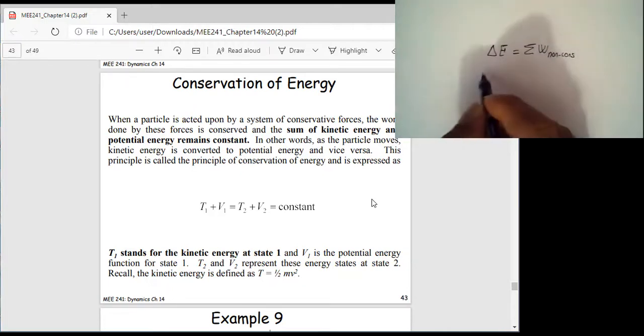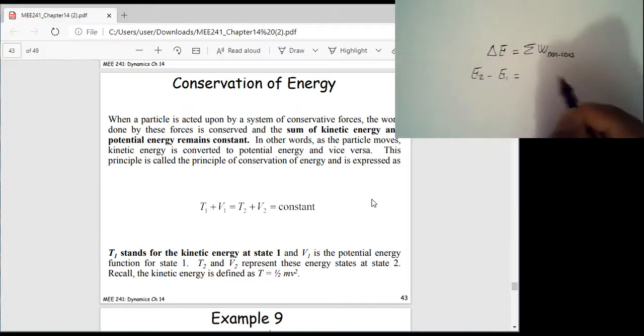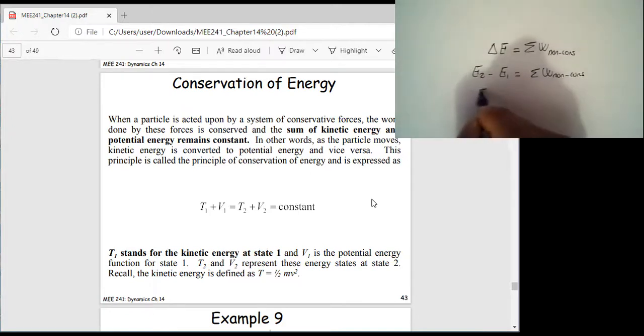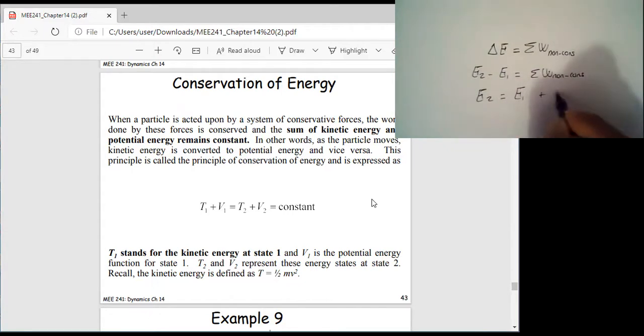So what is delta E? Delta E is the final energy minus the initial energy, and it is equal to the summation of work of non-conservative forces. So the final energy of the system is equal to the initial energy of the system plus any work that you do. Sometimes you could be adding energy to the system, so your final energy will be greater than initial energy. Sometimes you could be removing energy from the system in the case where you have friction. So you will simply add it, right?